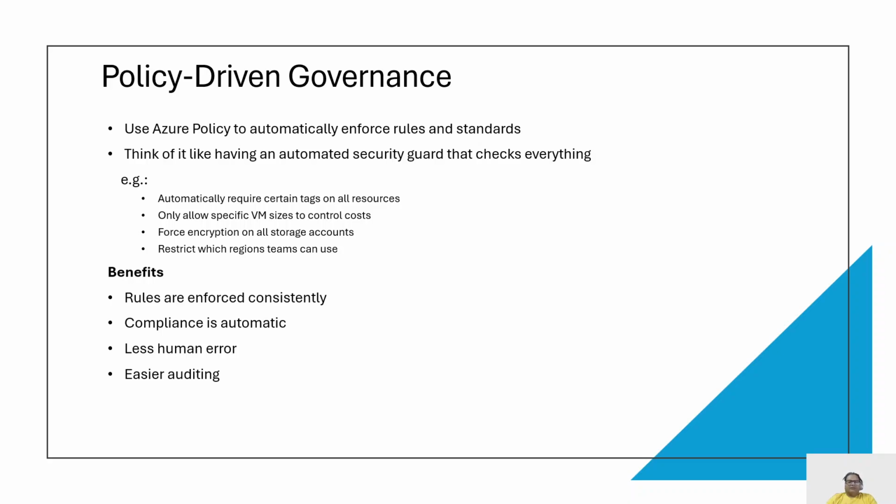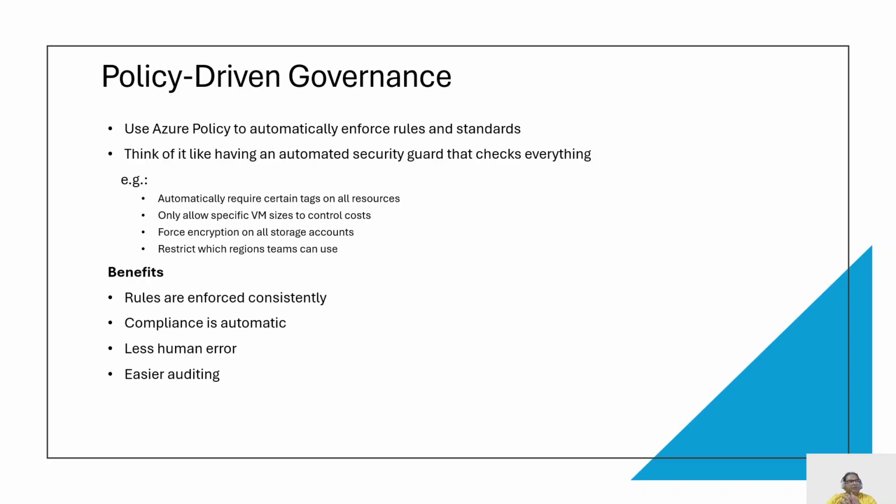Some examples you can take: you require specific tags on the resources for cost tracking, or you want to allow only specific VM sizes to control costs and optimize resource usage, or you want encryption on all storage accounts to protect data, or you want to restrict which regions teams can deploy resources in, to ensure compliance with data residency regulations like GDPR. You can go ahead and create the policy and assign them.